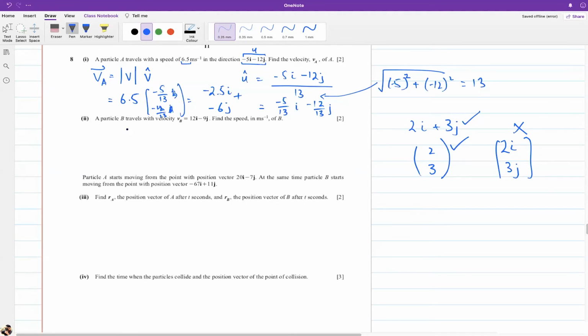Next it's saying a particle B travels with the velocity this, find the speed. So B की speed चाहिए और हमें वेक्टर पता है. So B का मैग्नीट्यूड चाहिए हमें. So that's going to be square root of 12 squared plus 9 squared. So that's going to be 144 plus 81. That is, I don't know, square root 225, which is 15. So VB, velocity of B is 15 and velocity of A is that thing.